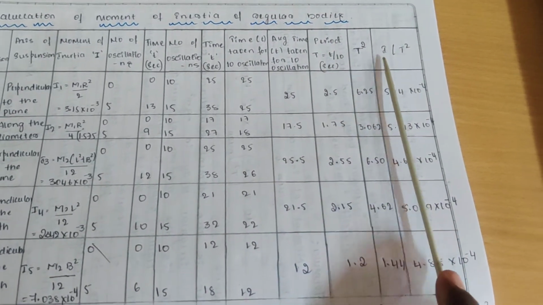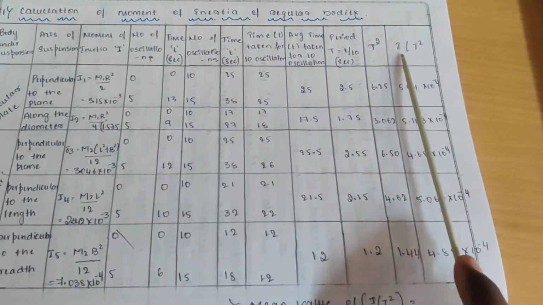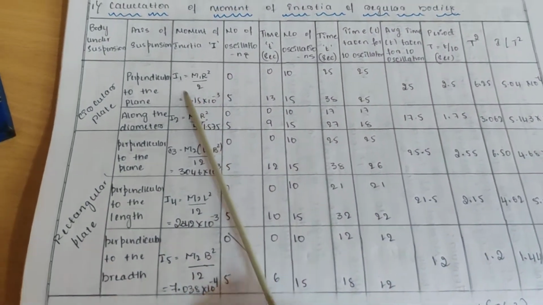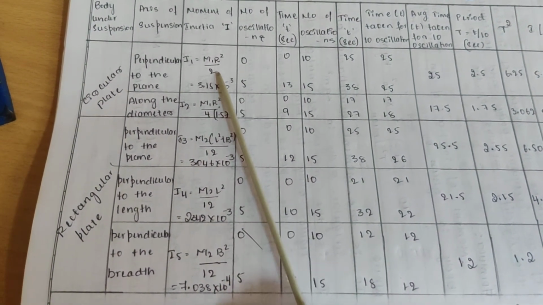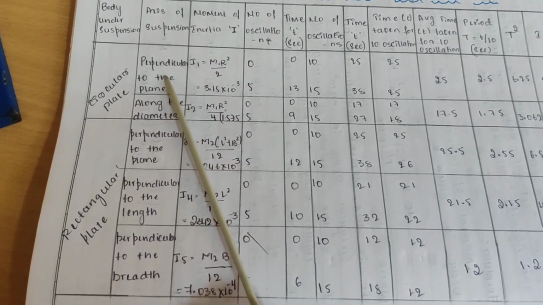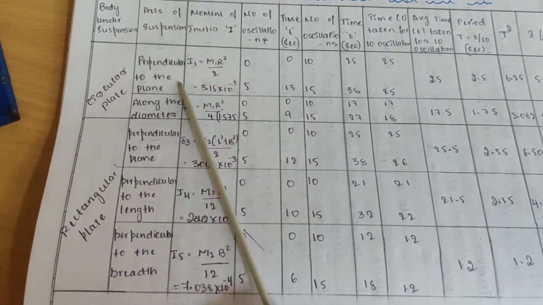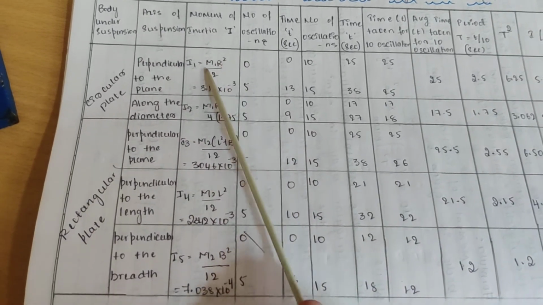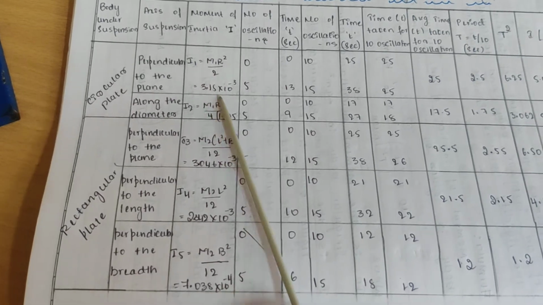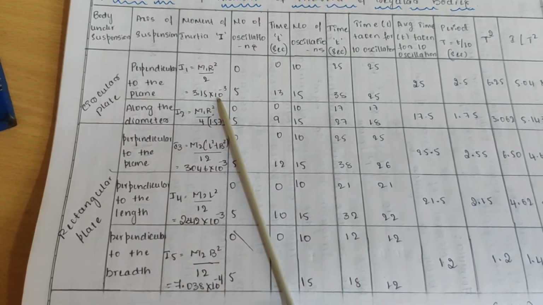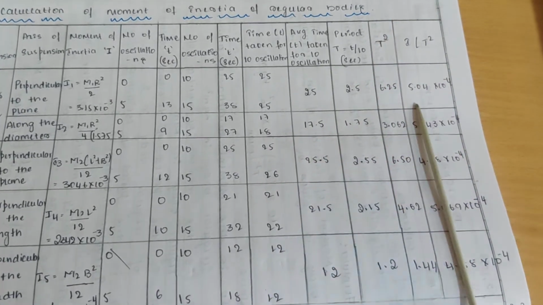Again the last column is I by T square, where I is the moment of inertia, and that can be calculated by using the formula I1 is equal to m1 r square divided by 2. Here m1 is the mass of the circular plate, which is given on the surface of the plate, and r is the radius of that circular plate. So I1 we have calculated, and we got 3.15 into 10 to the power minus 3. So this divided by T square you have to record for the last column.